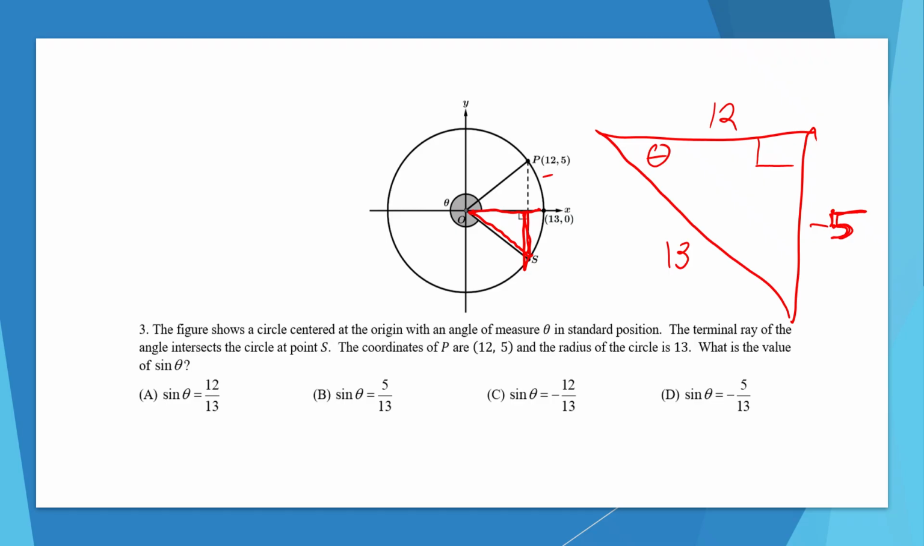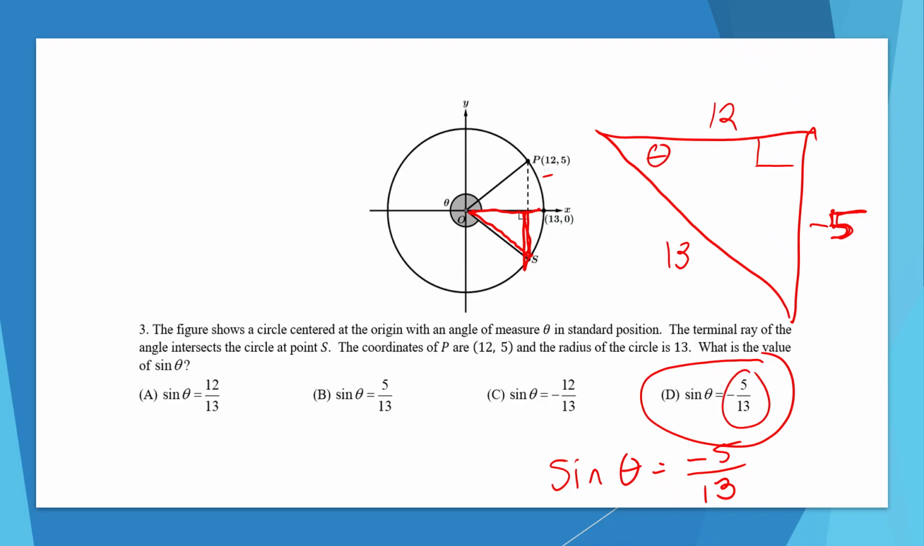And then we want sine of theta, which is opposite over hypotenuse. So -5 over the hypotenuse, 13. And that should just give us D, with that negative sign out in front, as the correct answer for number 3.